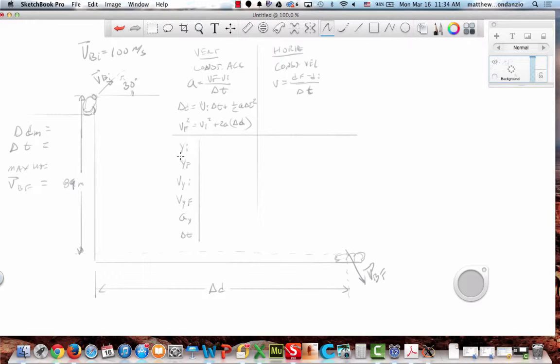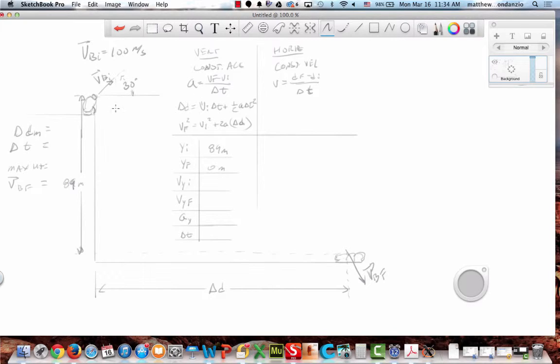Okay, so let's lay this out now. I've got my little grid. What is my initial height? My initial y position? 89 meters. What's my final position vertically? 0 meters, isn't it?